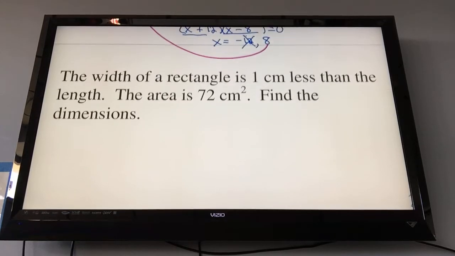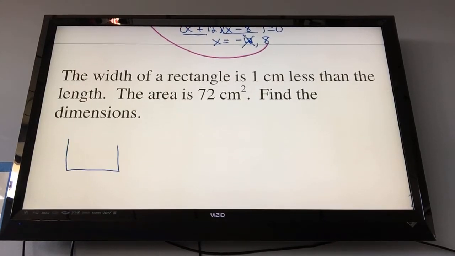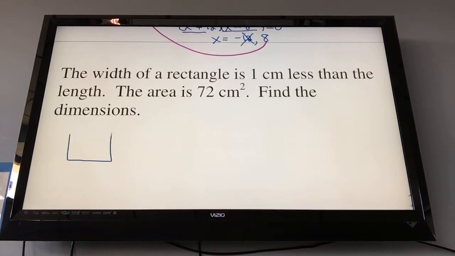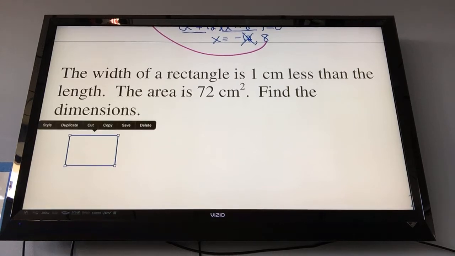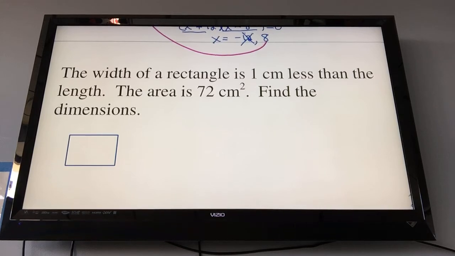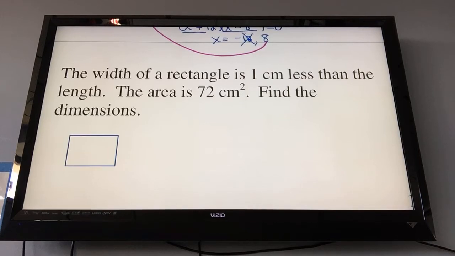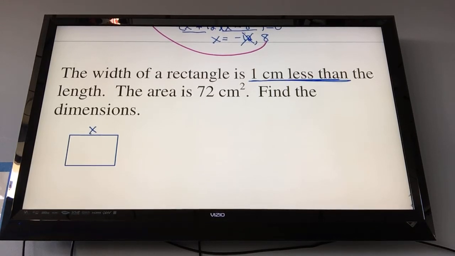Okay, last one. Oh, come on, make me a pretty rectangle. There we go. So this time it says the width of a rectangle is 1 less than the length. The area is 72. Find the dimensions. So it describes the width, which means my length is X. 1 less than means subtraction. You're going to be subtracting 1. So X minus 1.